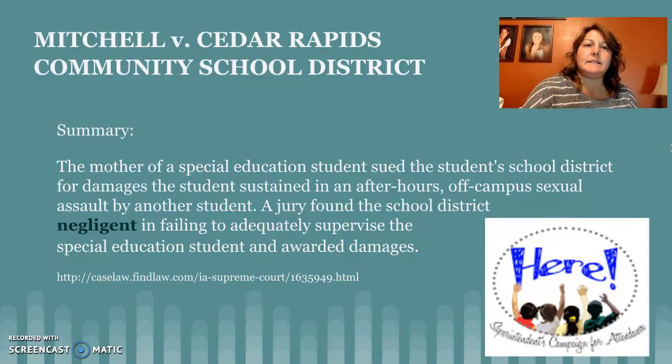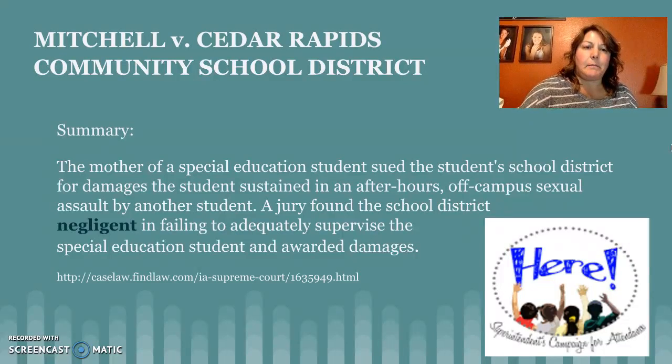My first court case is Mitchell versus Cedar Rapids Community School District. In this court case, a teacher was negligent in recording an absentee of a student in her classroom. The student did not show up for sixth hour, and the teacher asked the rest of the class if they knew where the student was and marked down that she was absent, but then did not follow up with the office or with the parents until later.